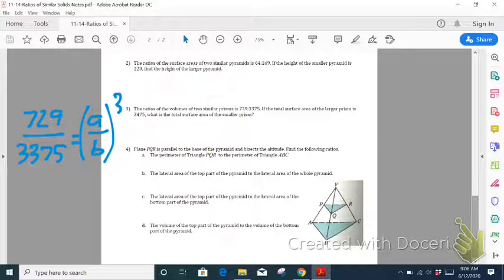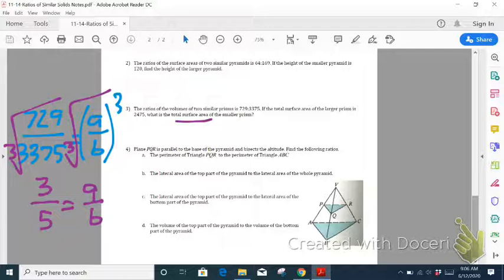Okay, so now we have to do the cube root of both sides to figure out what A over B is, to figure out what the scale factor is. So the cube root of 729 over 3,375 is going to simplify to 3/5. Okay, so now that represents our scale factor. Now we are trying to find area, so we want to find the ratio of areas. So what we're going to do is now square our scale factor, and we get 9 over 25 is equal to the ratio of sides squared, or the scale factor squared.